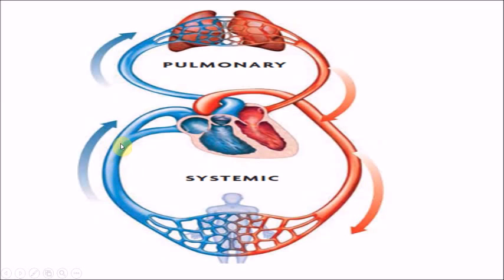travels here to the inferior vena cava and superior vena cava into the right atrium, then down to the right ventricle, then through this valve here into the pulmonary artery. This is the pulmonary circuit, through the pulmonary artery to arterioles, to the lungs, where the blood is reoxygenated, and so on and so forth.